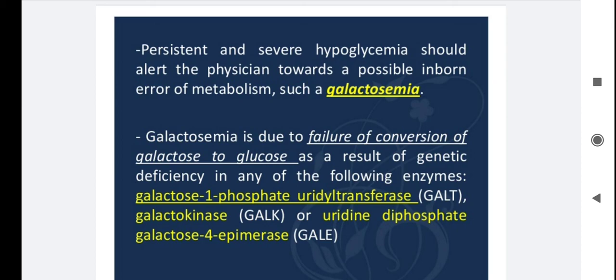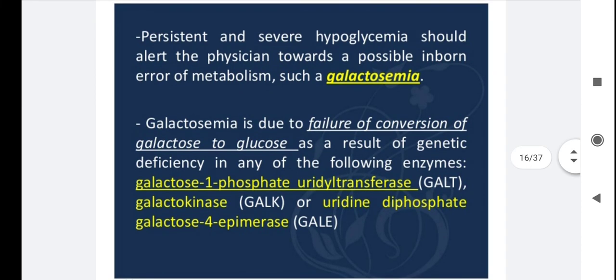Galactosemia is due to a defect in the conversion of galactose to glucose, and therefore galactose accumulates in the blood. It is due to deficiency of one of the enzymes involved in this process, either galactose 1-phosphate uridyltransferase, galactokinase, or uridine diphosphate galactose 4-epimerase.